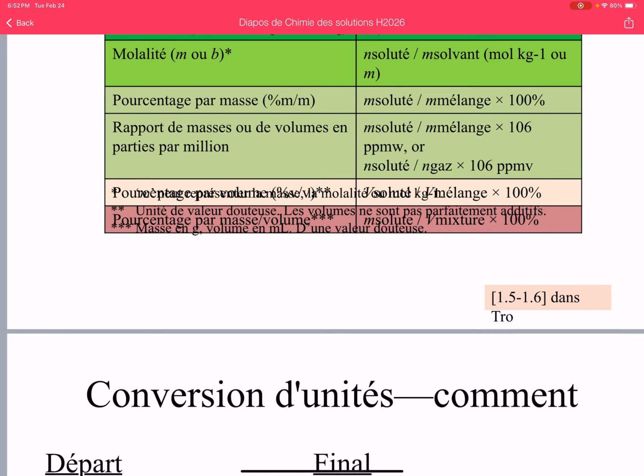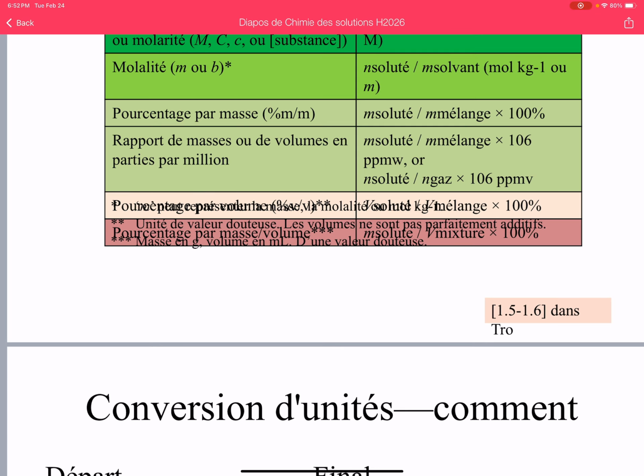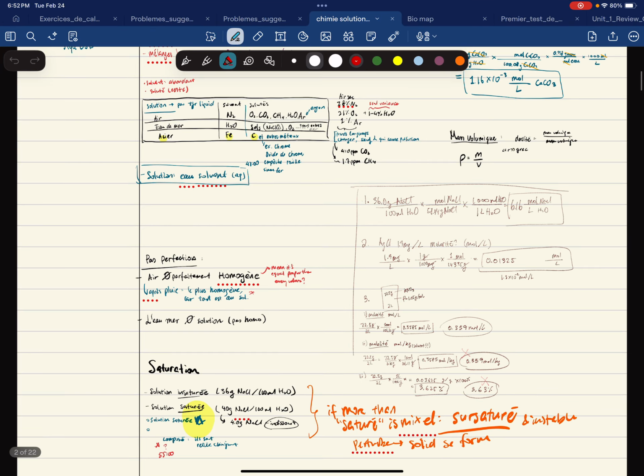And everything else is just a rapport, and you can't really see it here in the pink, but it's gonna be just pourcentage rapport volume, so volume of soluté divided by volume of mélange, which is a bit rare to be used. And then there is masse volumique, so mass of soluté, or not mass volumique, mass par volume. So it's like treating apples and oranges as the same unit, kind of. That's what the prof was explaining about soluté, mass over a volume of mixture.